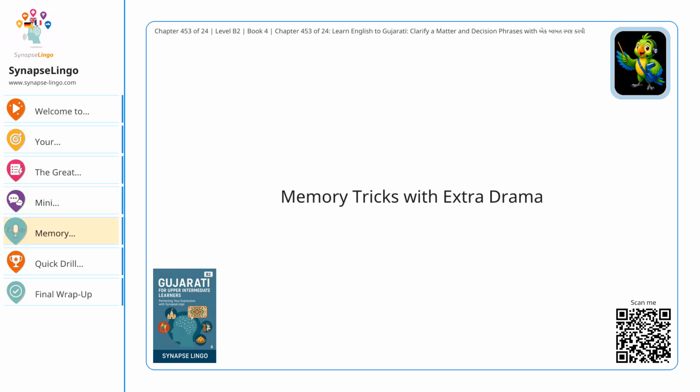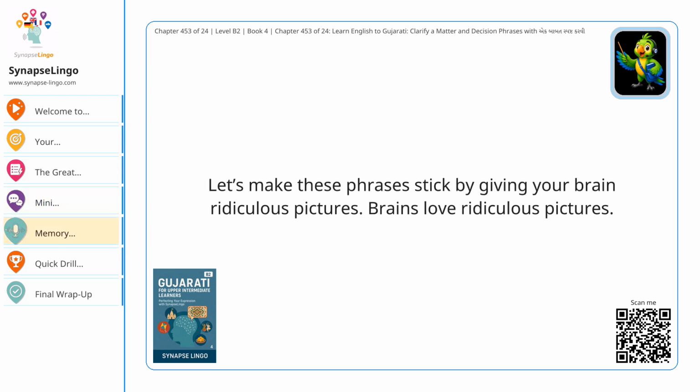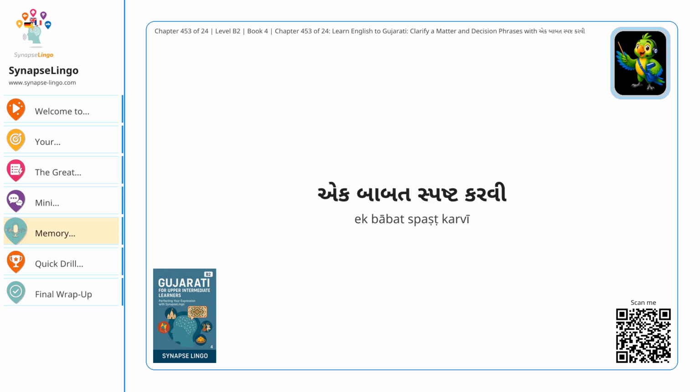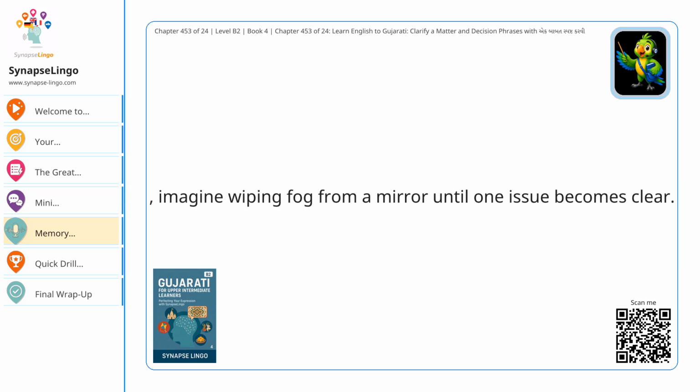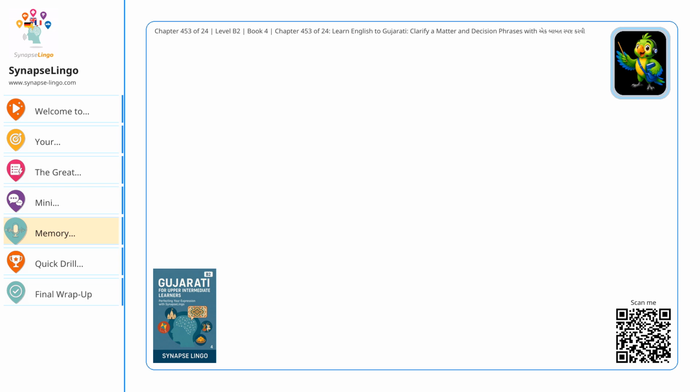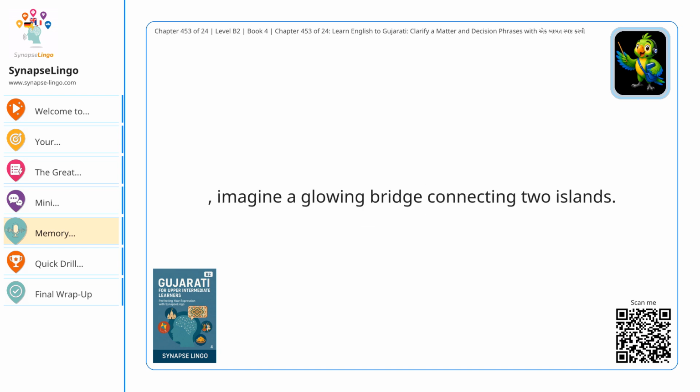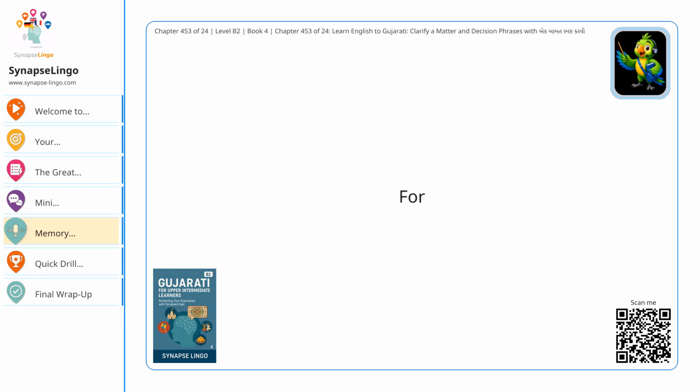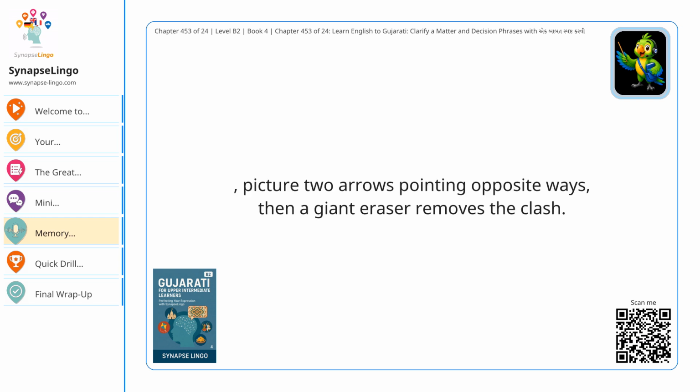Memory tricks with extra drama. Let's make these phrases stick by giving your brain ridiculous pictures. Brains love ridiculous pictures. 1. એક બાબત સ્પષ્ટ કરવી. Imagine wiping fog from a mirror until one issue becomes clear. 2. જોડાણ સ્થાપિત કરવું. Imagine a glowing bridge connecting two islands. 3. વિરોધાભાસ દૂર કરવો. Picture two arrows pointing opposite ways, then a giant eraser removes the clash.